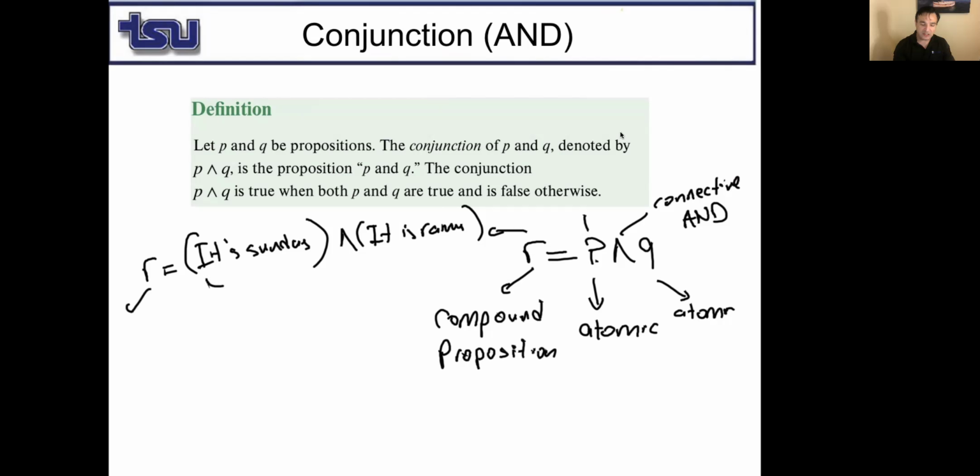Assume that today is Saturday, so P is false. And assume that it is raining, that's true. But R is what? False. Even though it is raining, since it is not Sunday, the compound statement will be false. In order for R to be true, both of the statements must be true.